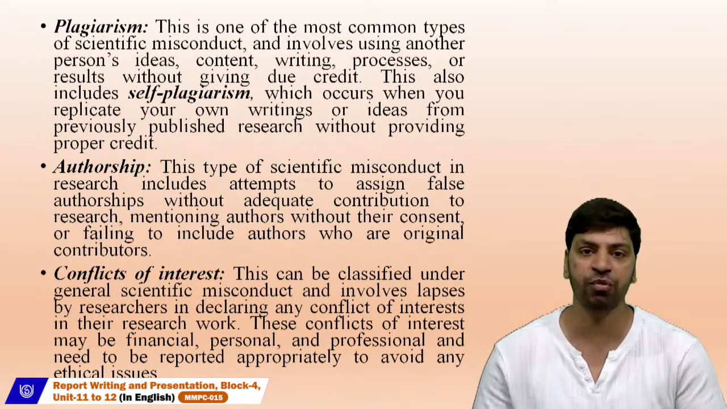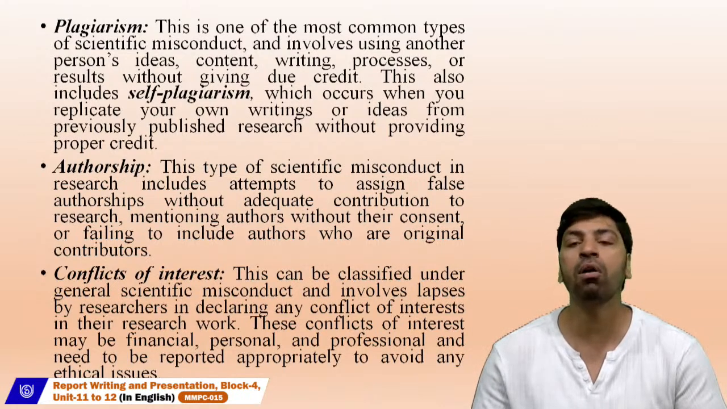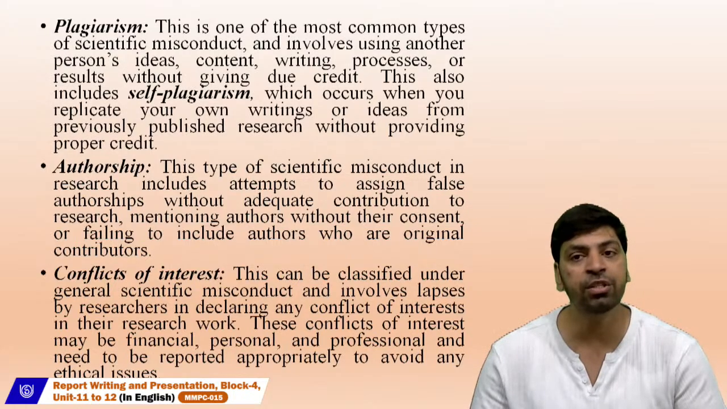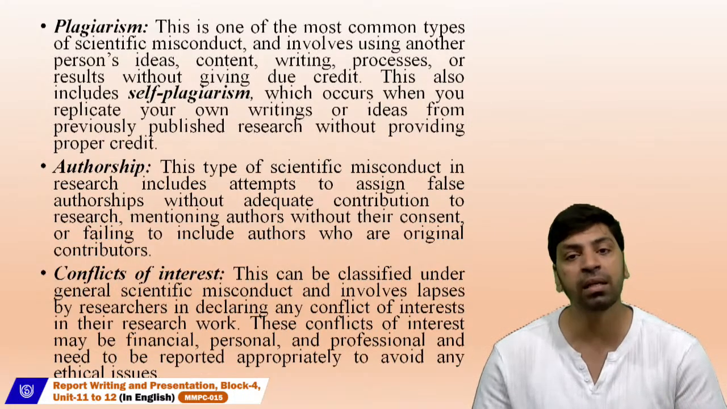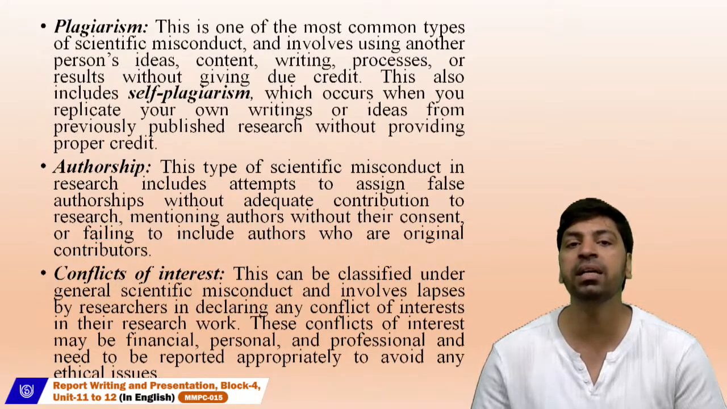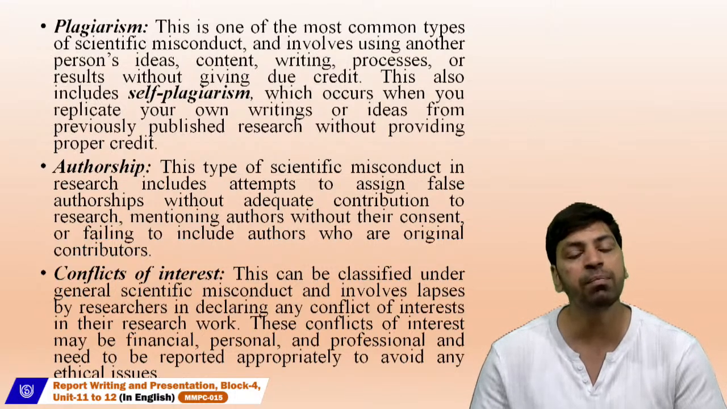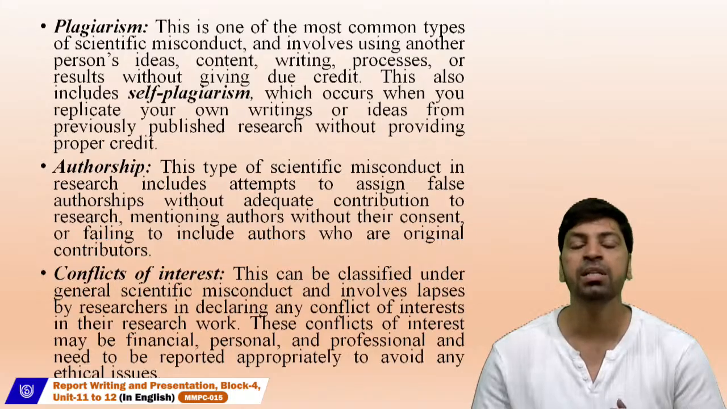Next is conflict of interest. This can be classified under scientific misconduct, and it is a lapse by the researcher in declaring any conflict of interest in their research work. There could be a conflict in the authorship, in the organization's participation, in organizational funding among the authors, or in self-funding by the authors. These conflicts could be personal, financial, professional, or social, and they need to be reported to avoid any ethical issues. So this is also one of the types of research misconduct.